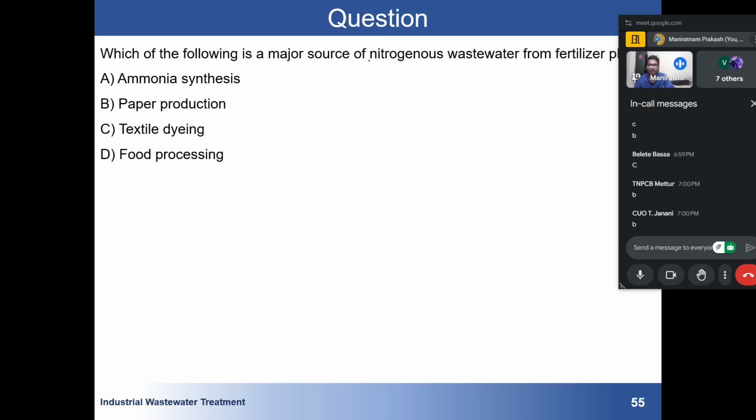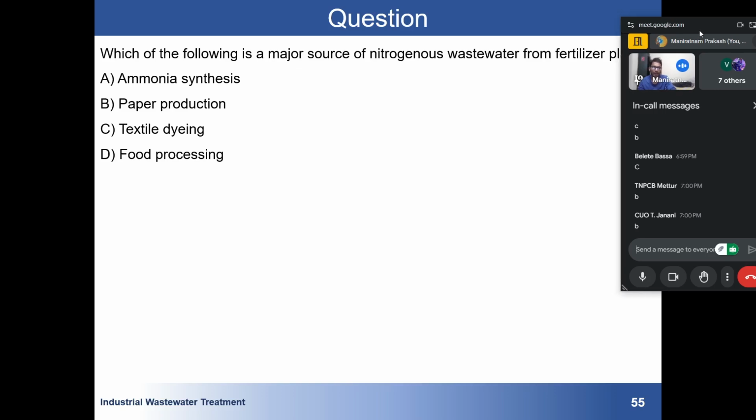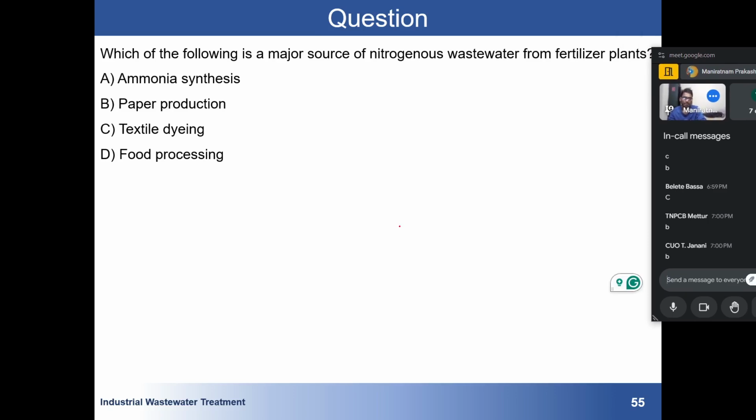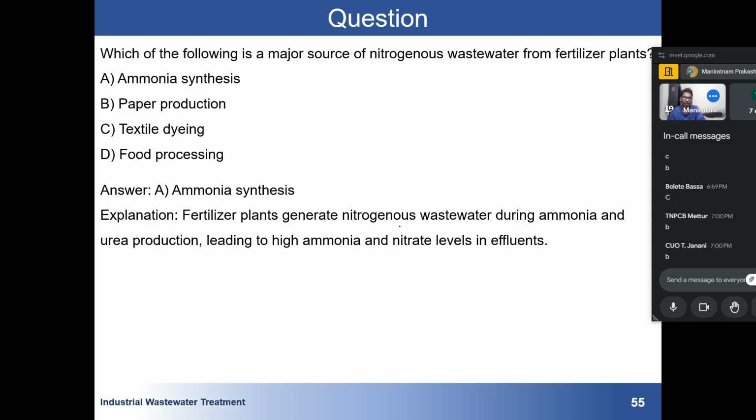Which of the following is a major source of nitrogenous wastewater from fertilizer? This thing is very common. We have seen this thing. Major source of nitrogenous wastewater. Very simple question. Ammonia synthesis. We have seen the ammonium nitrogen during the ammonia and urea production, leading to high ammonia and nitrate level in the effluents. Okay.